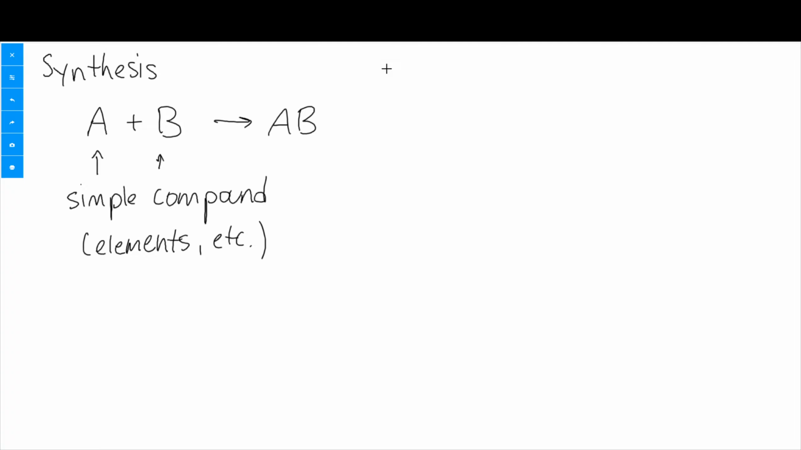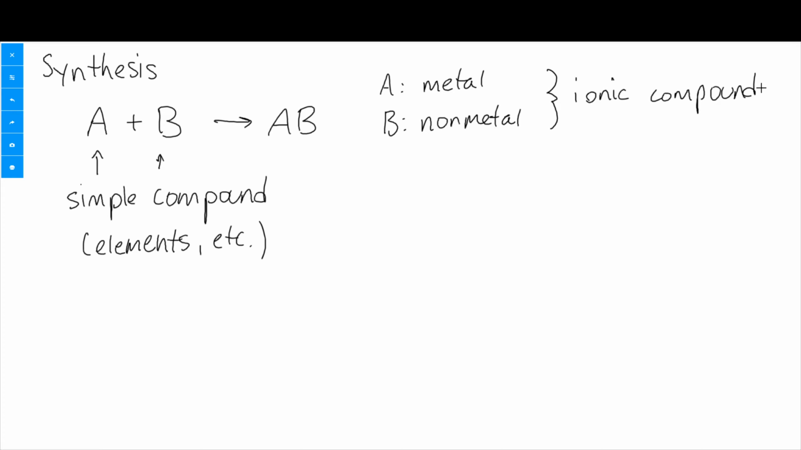So for example, if A were a metal and B were a nonmetal, well, this would form an ionic compound, wouldn't it? Because metals lose electrons, nonmetals gain electrons, right? So you would form an ionic compound here. If instead A were a nonmetal and B were a nonmetal, you would form a covalent compound.